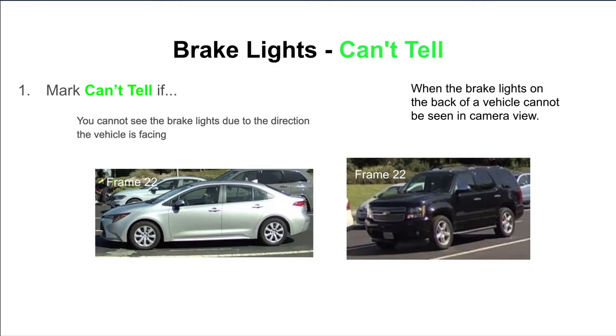And here we have cars where the camera angle is not clear enough for us to be able to tell whether the brake lights are on or off. So with perpendicular angles like this that we see from the camera view, and also clearly in the second one, the SUV on the right, the brake lights are not visible, and so we want to put can't tell. We want to mark can't tell if we can't view the brake lights due to the direction that the vehicle is facing.